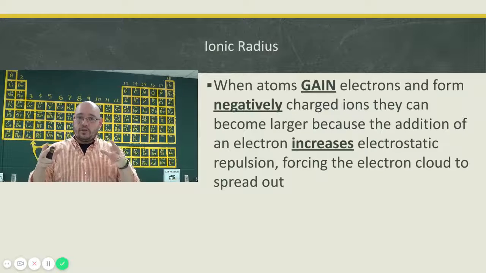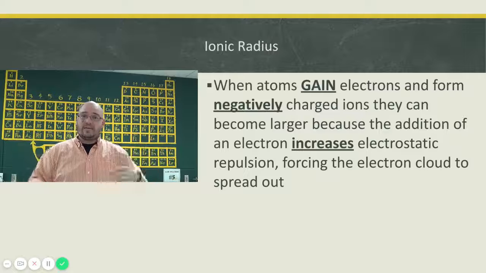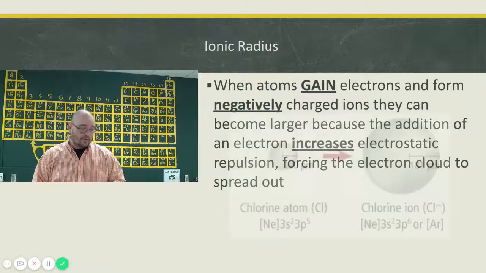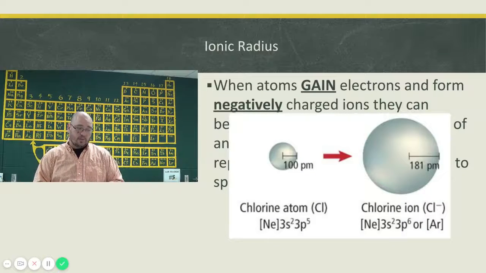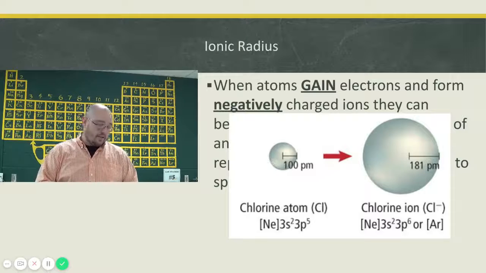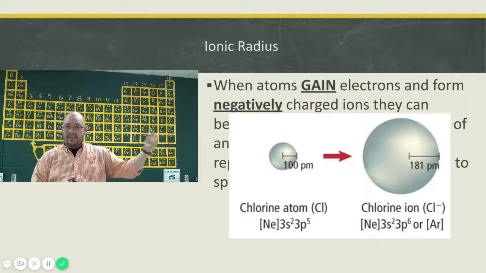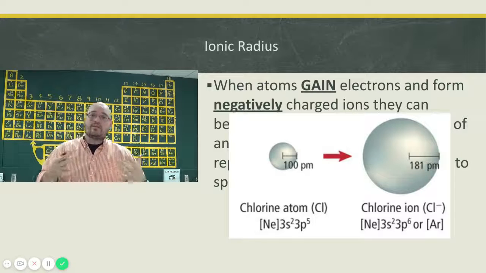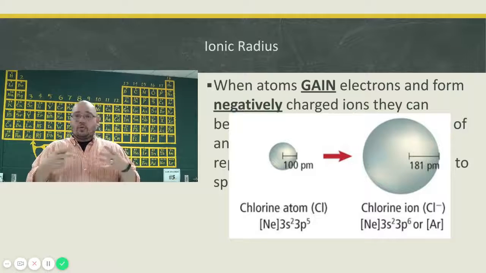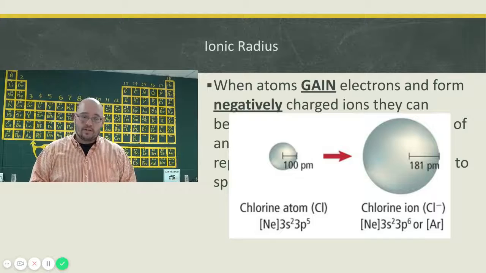And so when you add an electron, it gets bigger. So a negative ion is going to be bigger than the atom before. So this is chlorine. Chlorine normally has a 100 picometer radius. Well, when it becomes an ion, it gains an electron. And when it becomes an ion, it's going to increase its radius to 181 picometers.